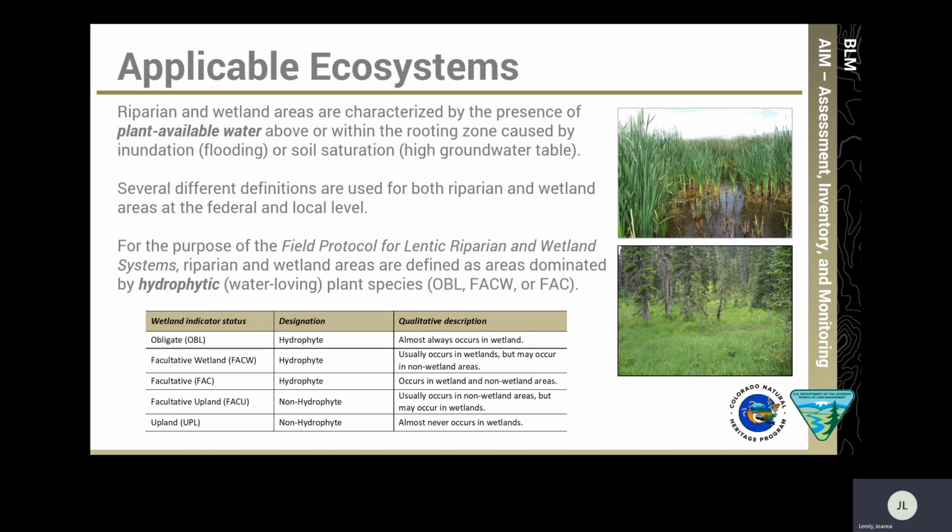For the purpose of the protocol, riparian and wetland areas are defined as areas dominated by hydrophytic, water-loving plant species, including those rated as obligate, facultative wetland, and facultative by the U.S. Army Corps of Engineers National Wetland Plant List wetland indicator statuses. The table on this slide, which is found on page 13 of the protocol, explains the 5 different wetland indicator status ratings.